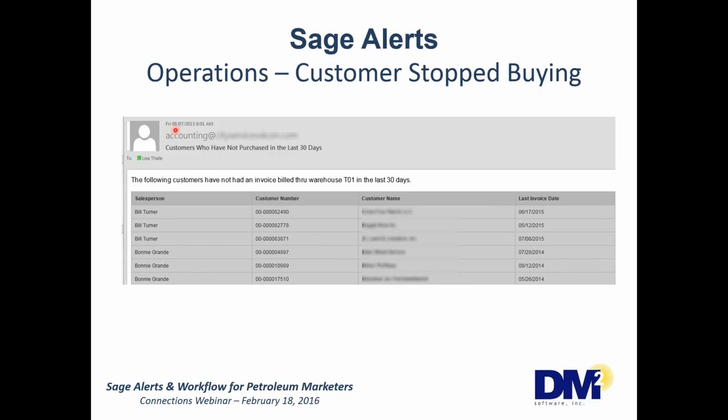You can see that this particular alert was run in August of last year, and you can see that this top customer, last time they were invoiced was in June. The second customer was in May, July, and August, and all the way back to May again.